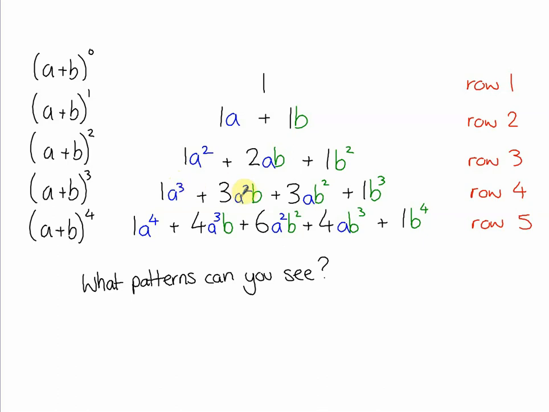So a cubed, a squared, a, a to the 0. a to the 4, a cubed, a squared, a to the 0. So that's a really cool pattern. But look at the greens. It does the same pattern backwards. Okay, and that's how I did the last one.